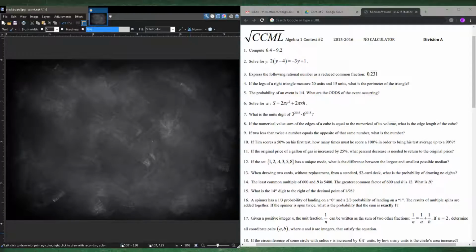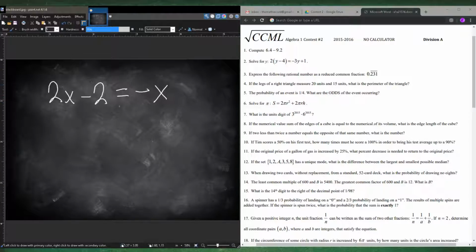Question 9. If 2 less than twice a number, okay, so let's write that. Let's say your number is x. So 2 less than twice a number is 2x minus 2, equals the opposite of the same number, so it's just negative x. The opposite of x, basically.